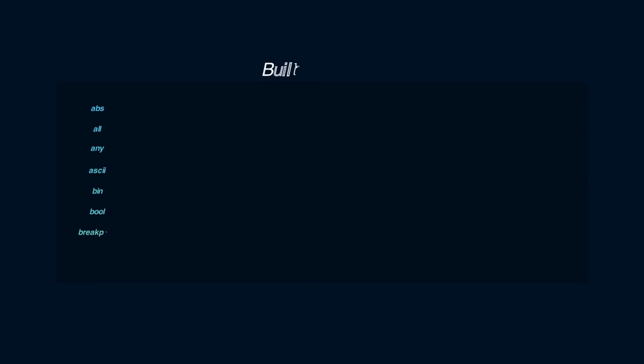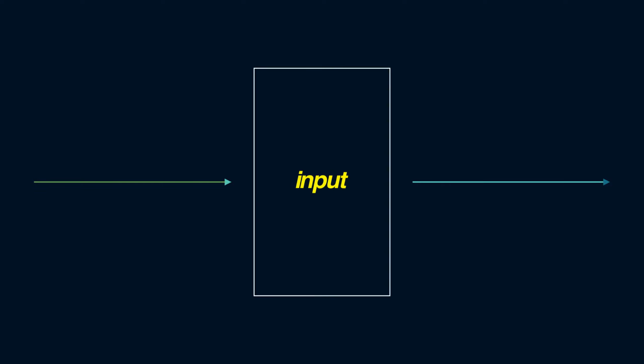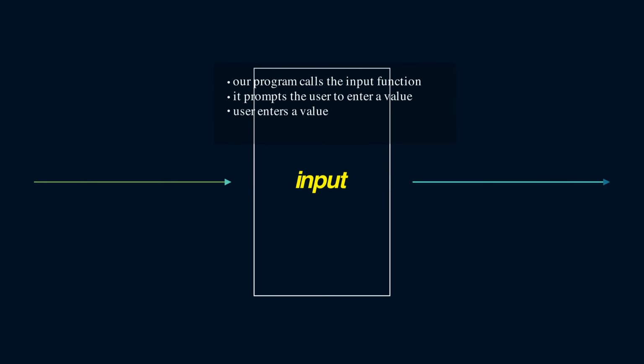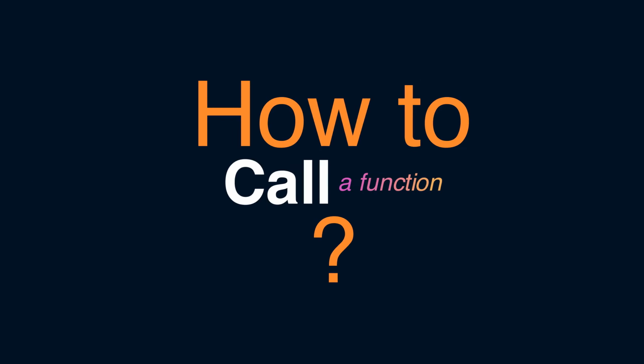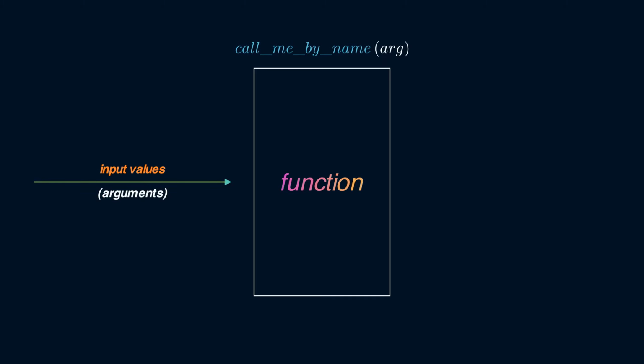In Python, there are built-in functions that can perform some common tasks. Input is such a built-in function, which, when called, accepts a value from the user, then passes that value back to our program. How do we call a function? Call a function by its name, followed by open brackets. If it accepts a value or argument, pass that inside the bracket. If it accepts multiple arguments, pass them all inside the bracket, separated by commas.